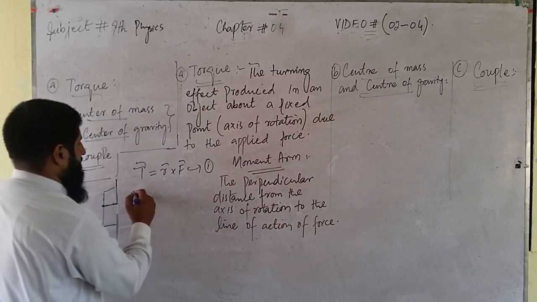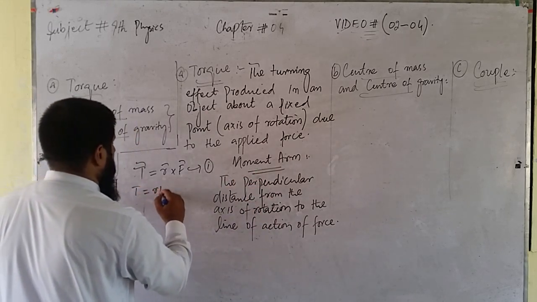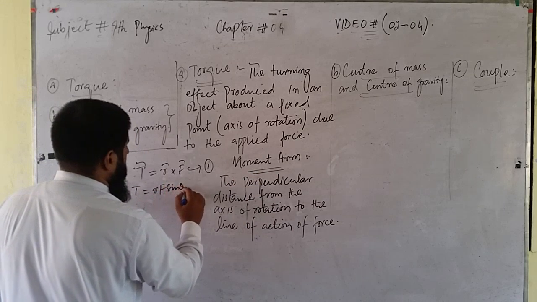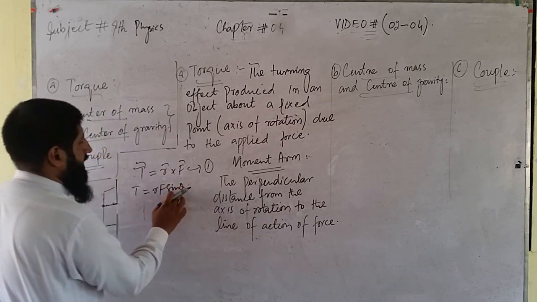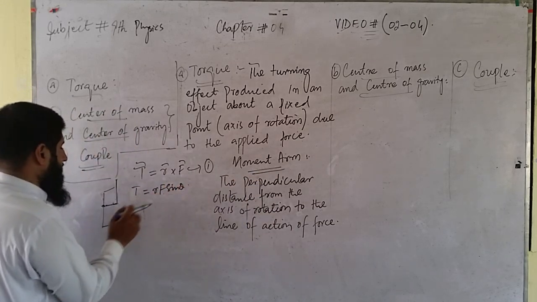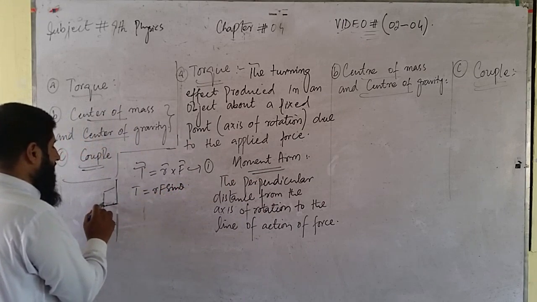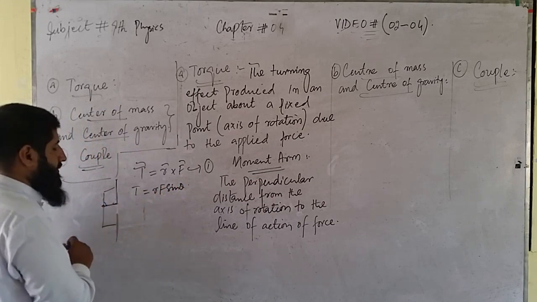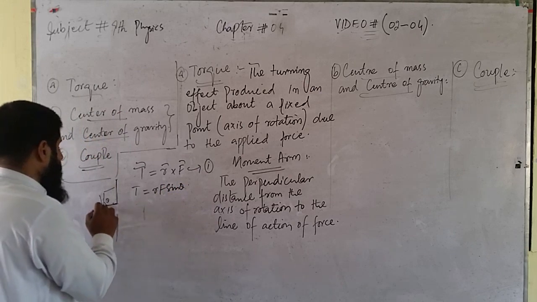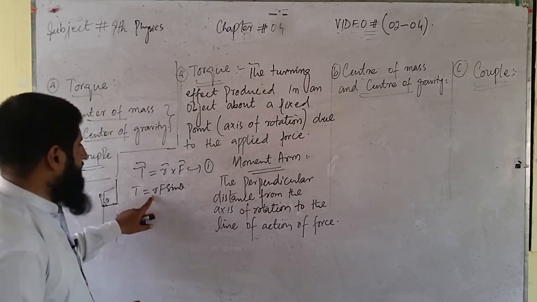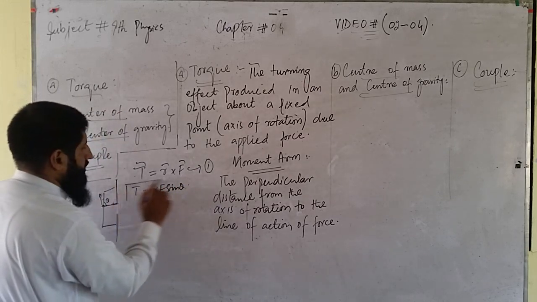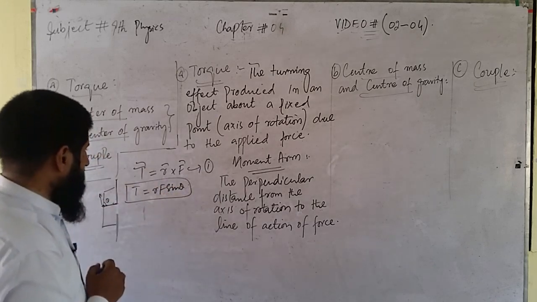Now in magnitude form, we can write it as RF sin theta. Here theta is the angle between R and F, that is, the angle between the line of action of force and the moment arm.